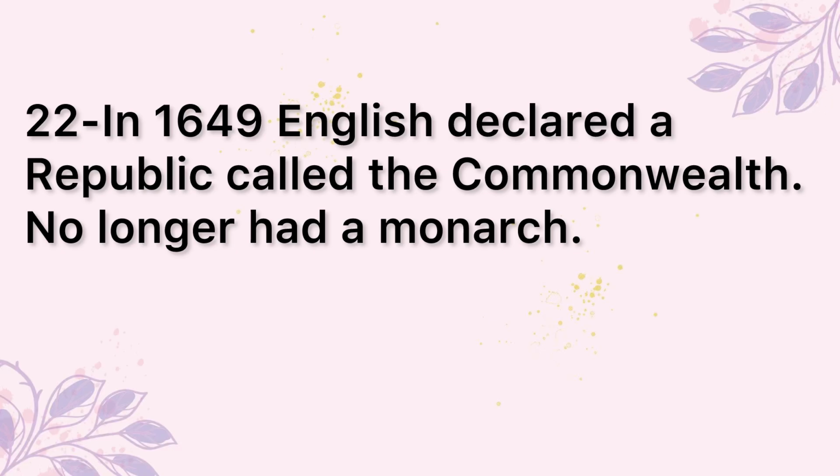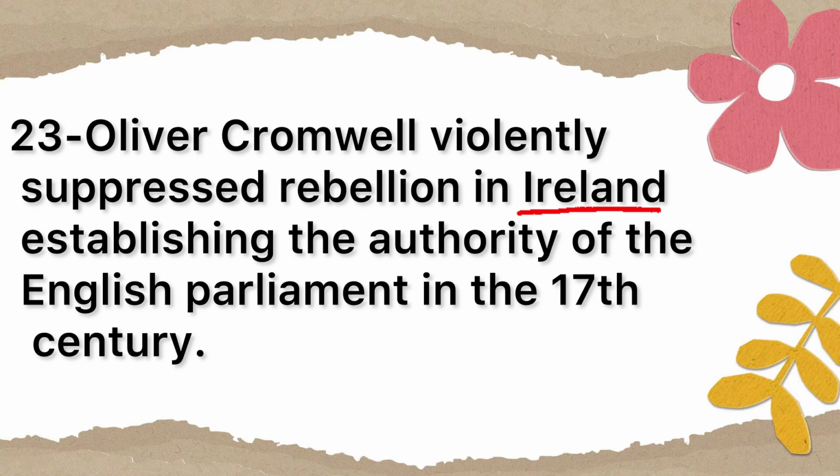In 1649, England declared a republic called the Commonwealth. It no longer had a monarch. Oliver Cromwell violently suppressed rebellion in Ireland, establishing the authority of the English Parliament in the 17th century.